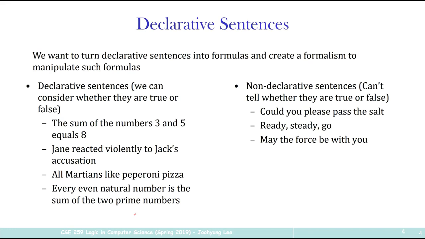Actually, that's not necessarily true. The last one is not. So the last one, actually no, this can still be. Every even natural number is the sum of two prime numbers. This sentence is very mathematical, so there's no ambiguity, unlike the Martian example. You know what an even natural number is, right? So what are the even natural numbers? 2, 4, 6, 8, and so on.